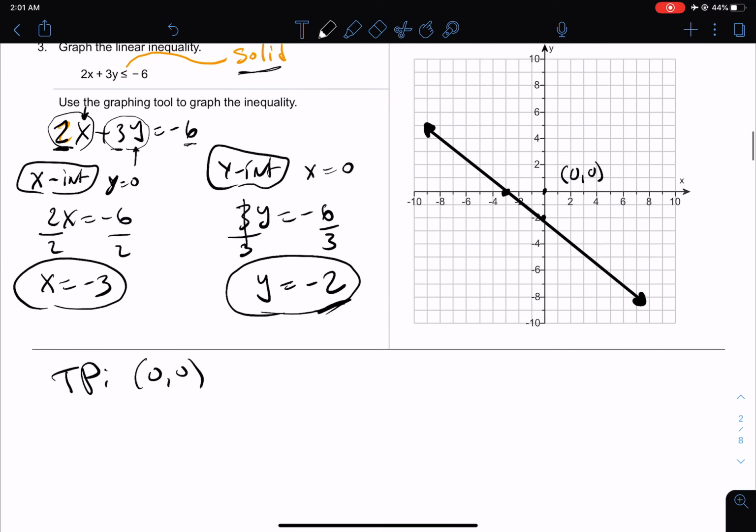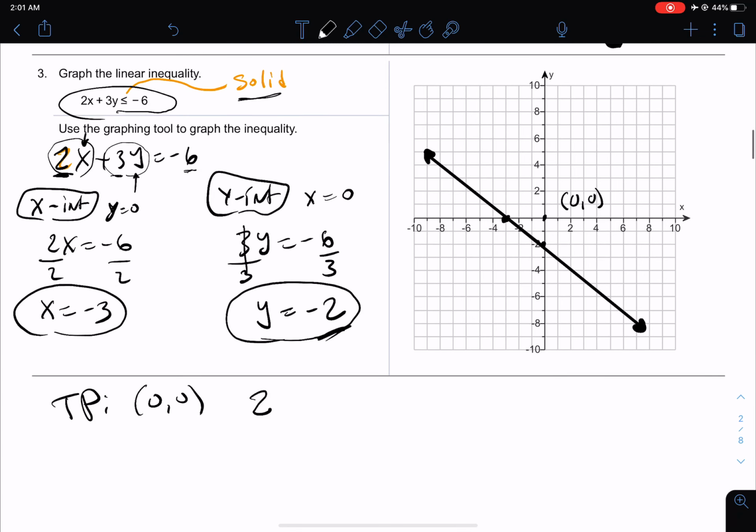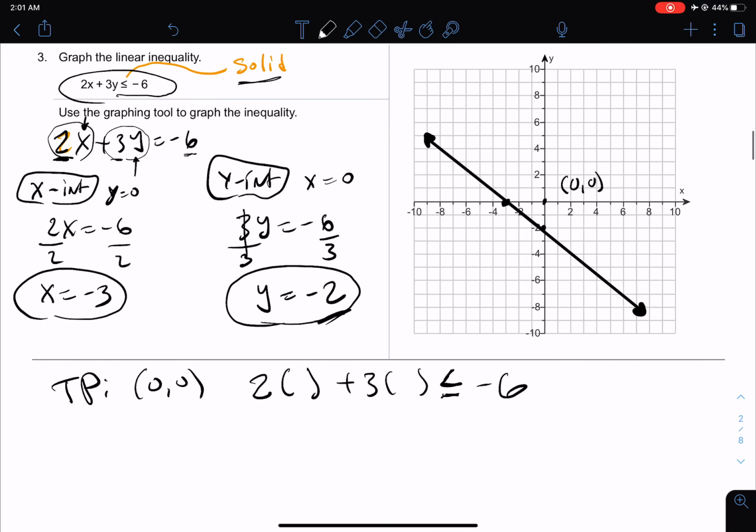And what do I use? I use my original inequality right there. The original inequality was 2 times x plus 3 times y is less than negative 6. It's the inequality that causes the shading, so you have to have that original inequality. You cannot just use the equation that was used to graph it. Using the equation to graph it is not super necessary when you get really good at these, but it is kind of nice because we're used to graphing equations. So that's kind of why this book does that, I believe.